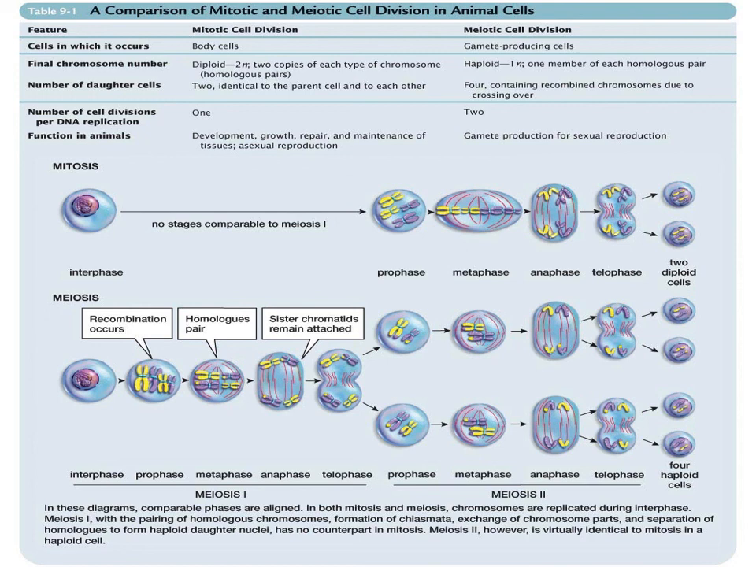That way, during sexual reproduction, you will join one haploid cell from an ovum, from an oocyte, and one from a sperm, making a total of 46, the zygote.